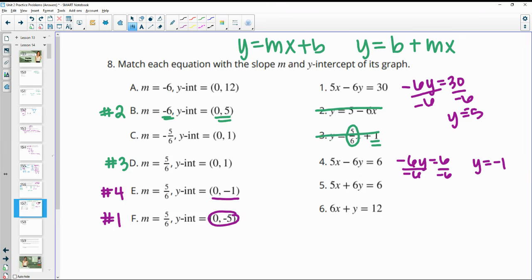Number 5, plug in 0 for x, so we get 6y equals 6. Divide by 6, so you get y equals 1. There were 2 that had y-intercepts of 1, but we already used 1 up, so we know it has to be this one. And then number 6, plug 0 in for x, and you get y equals 12. So that goes with A.